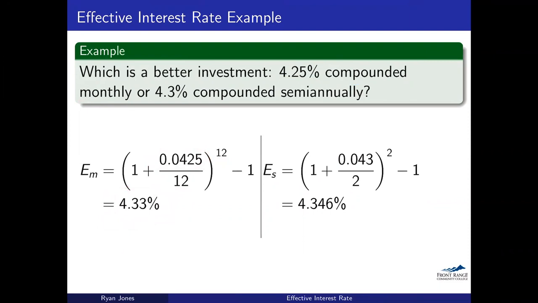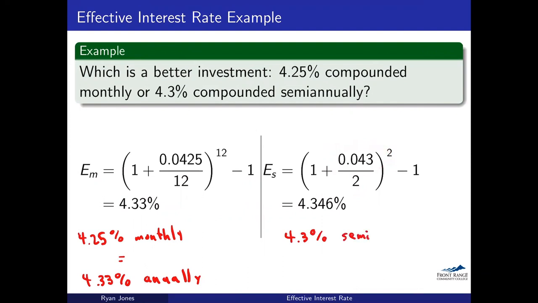So what we're saying is that 4.25% monthly equals 4.33% annually. And then if we do it again for the 4.3% semi-annually, so we've got 4.3%, we've got semi-annually, that 2 right there, we get 4.346, which is just saying that 4.3% semi-annually, twice a year, is equal to 4.346% annually.